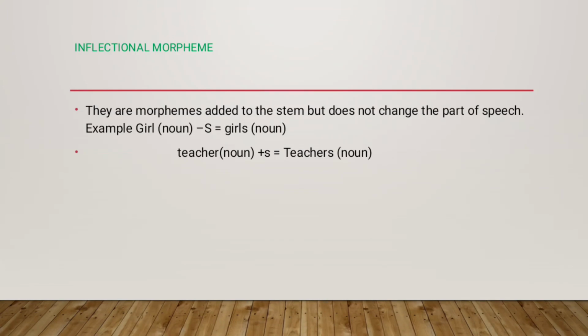Let's take a look at inflectional morphemes. They are morphemes added to the stem but do not change the part of speech. For example, girl. When we add s to it, it becomes girls. It doesn't change the part of speech, but it changes from singular to plural, but they are nouns.